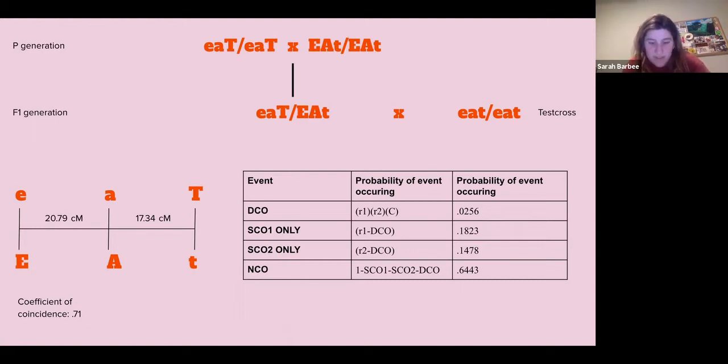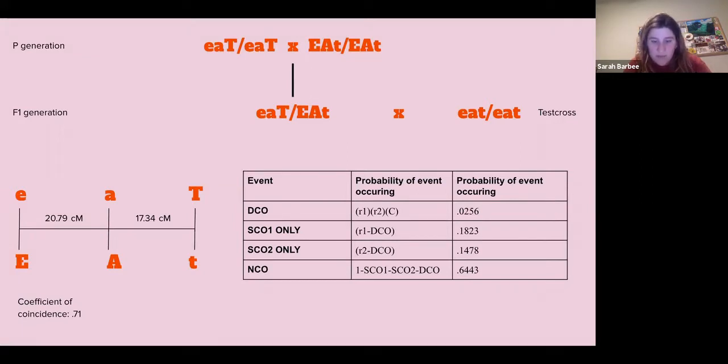From here, we will make predictions of each crossover event happening, starting with a double crossover event. To determine this, we multiply R1 by R2 by the coefficient of coincidence. We can continue following the formulas in the table below to determine the probabilities of each of these events occurring.